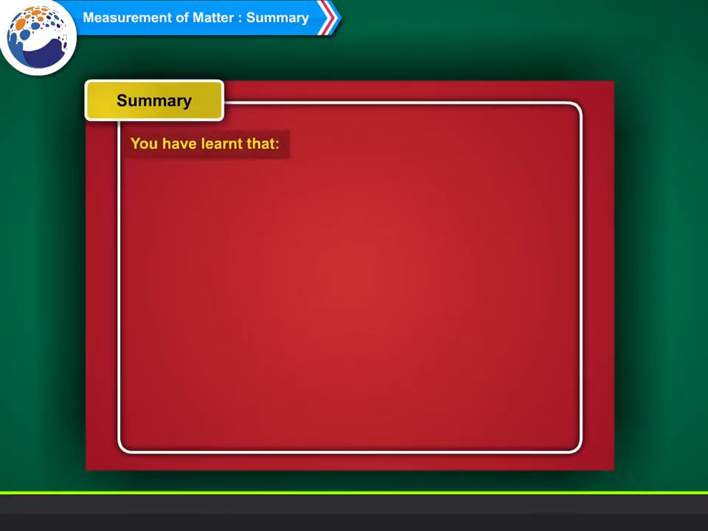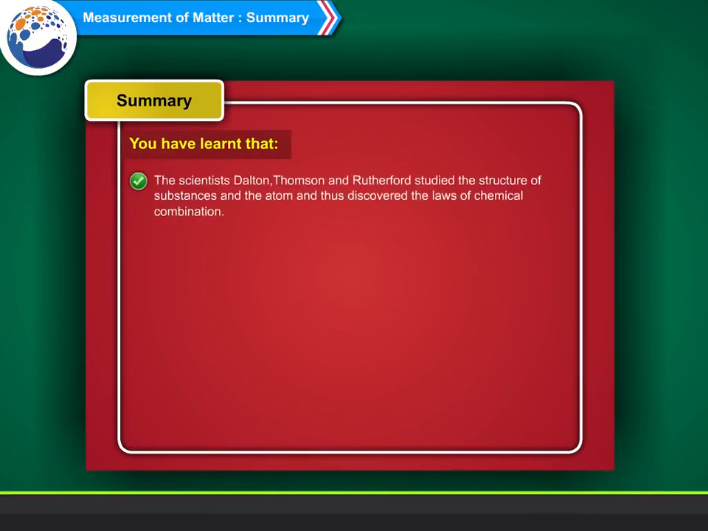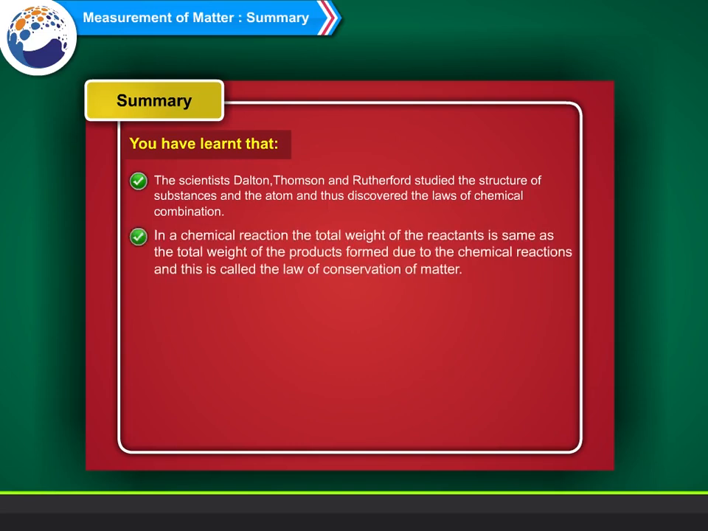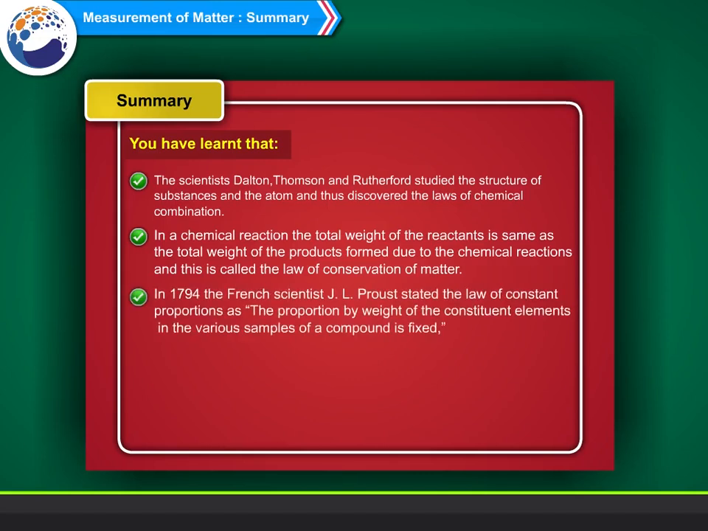Summary. You have learned that the scientists Dalton, Thomson and Rutherford studied the structure of substances and the atom, and thus discovered the laws of chemical combination. In a chemical reaction, the total weight of the reactants is same as the total weight of the products formed due to the chemical reactions, and this is called the law of conservation of matter. In 1794, the French scientist J. L. Proust stated the law of constant proportions: the proportion by weight of the constituent elements in various samples of a compound is fixed.